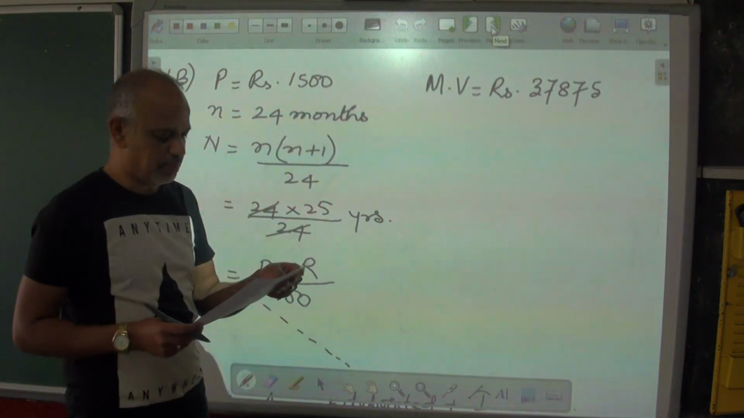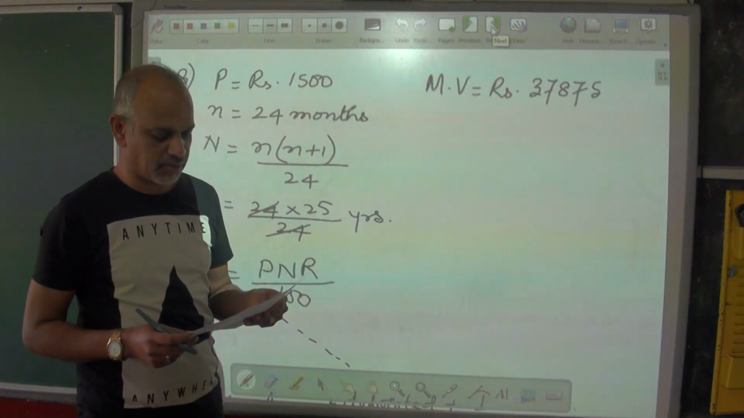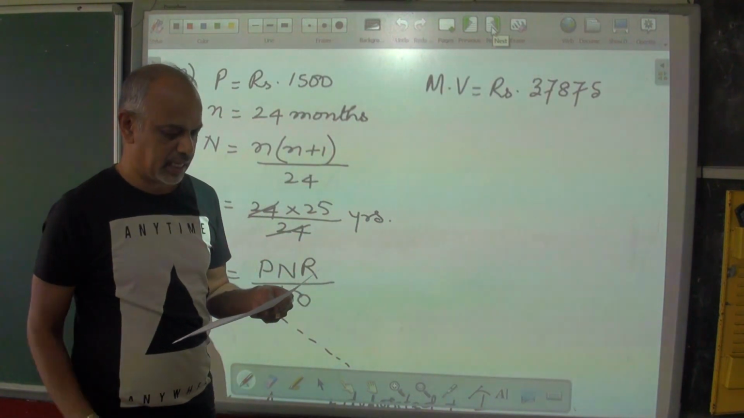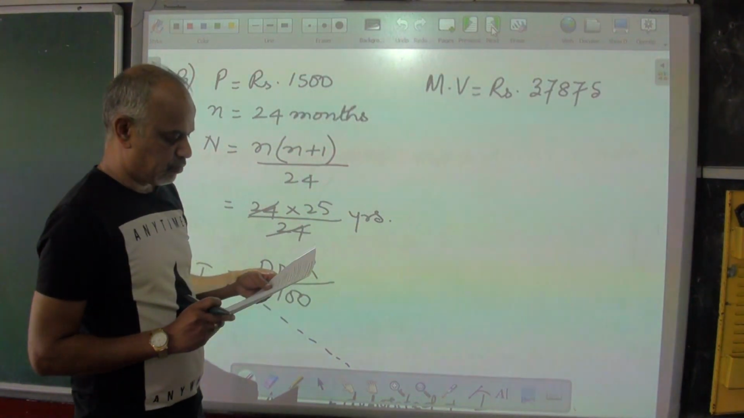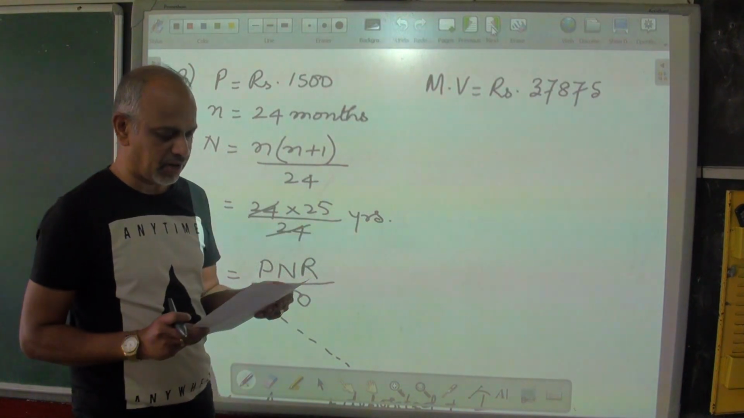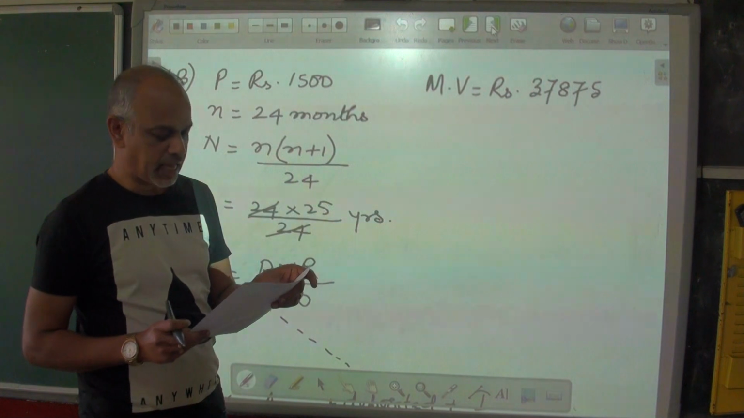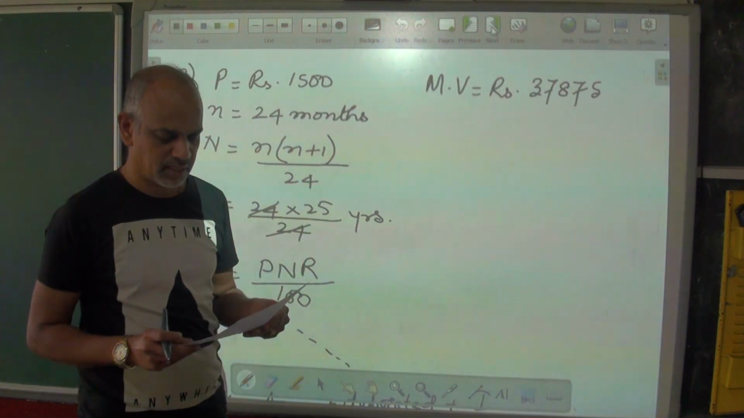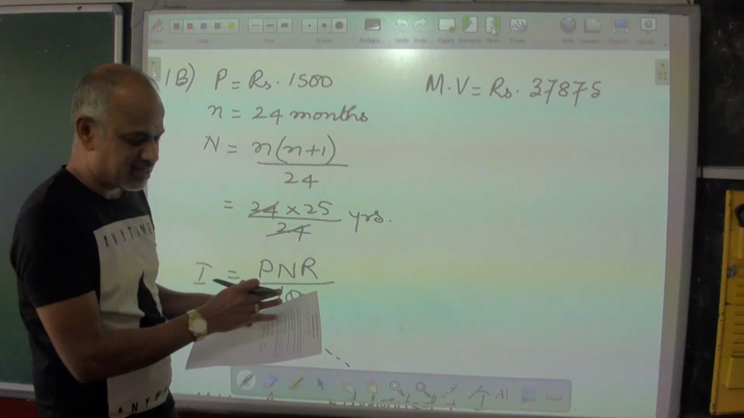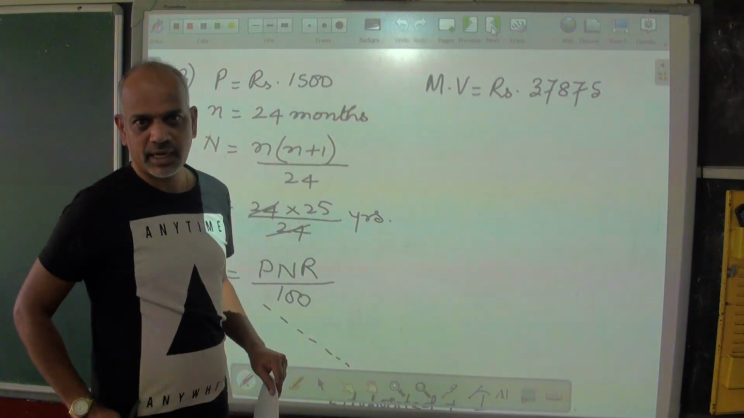The question is, a person has a cumulative time deposit account, means a recurring deposit account, in a bank for 2 years with a monthly deposit of rupees 1,500 and receives rupees 37,875 as maturity value at the end of 2 years. Find the rate of interest. Okay. This is a normal calculation on banking, recurring deposit.